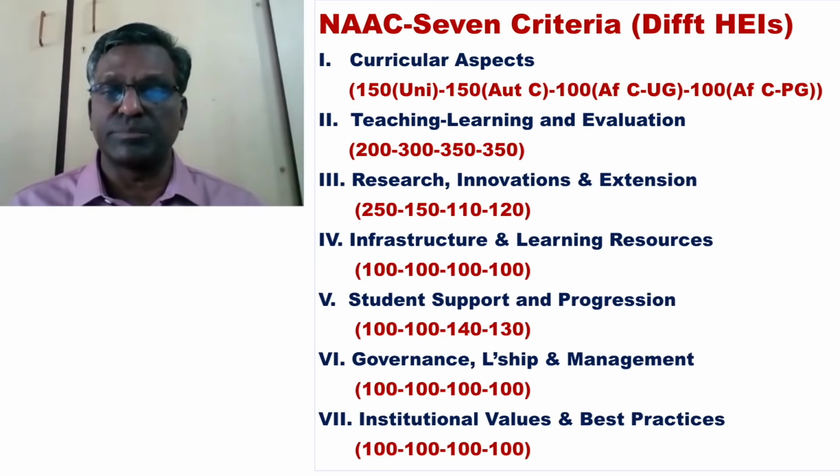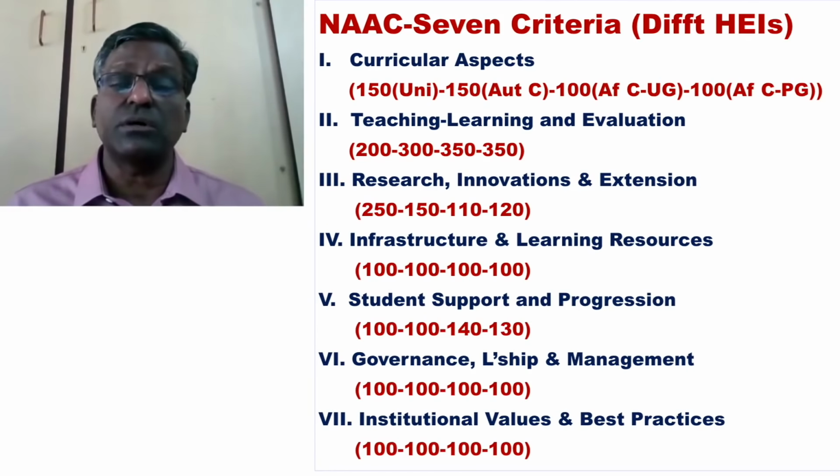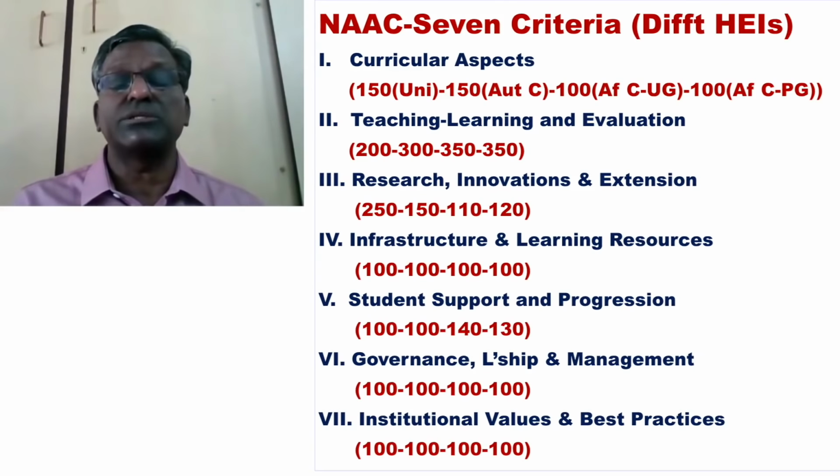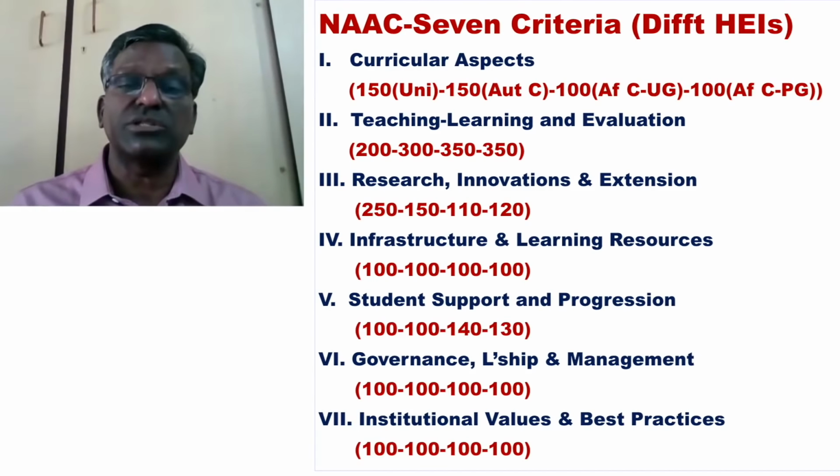Now, the answer is very simple. Universities can frame their own curriculum. Similarly, autonomous colleges also can frame their own curriculum. So therefore, the weightage for curricular aspects with reference to universities and autonomous colleges is higher than affiliated and constituent colleges, because in the case of affiliated and constituent colleges, they have no say in the design of curriculum. It is the affiliating university, it is the parent university that decides on the curriculum. And all that the affiliated college has to do is to implement the curriculum. So therefore, the weightage for affiliated colleges, both UG and PG, is only 100. So therefore, the differential treatment.